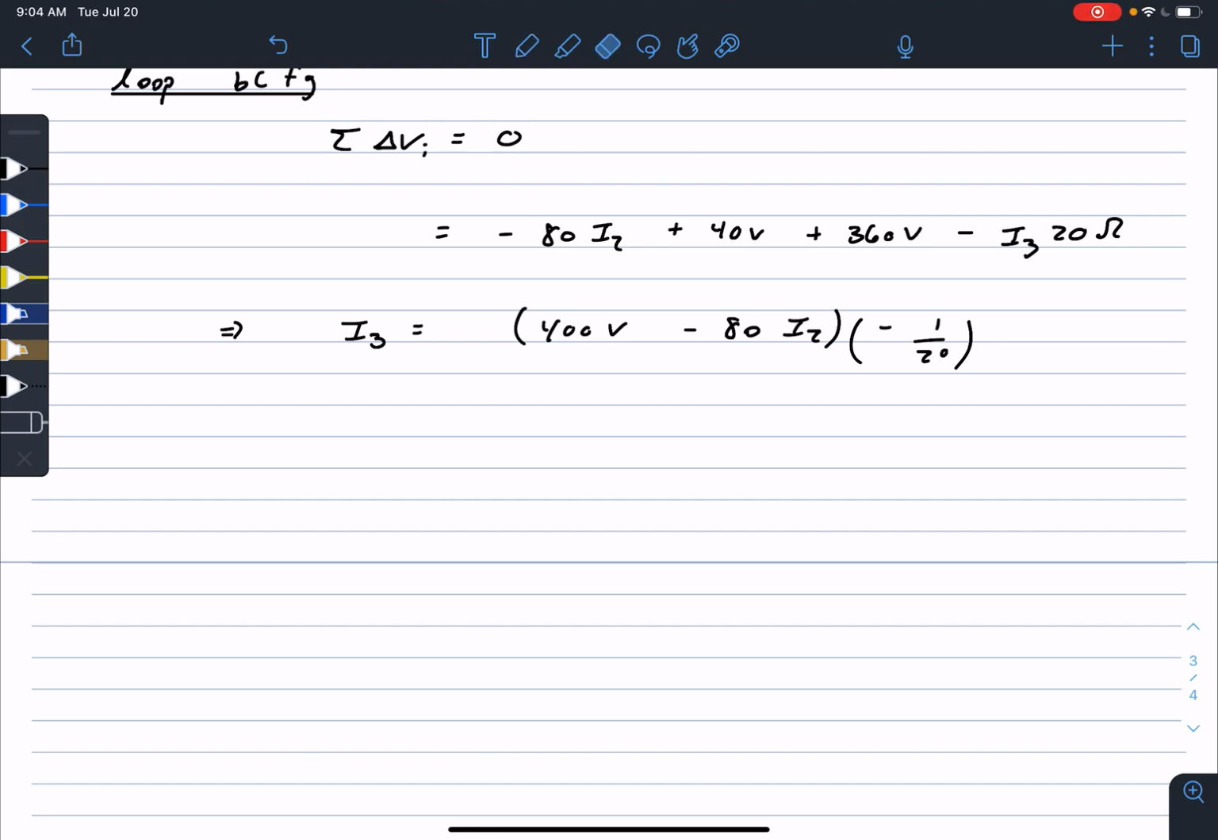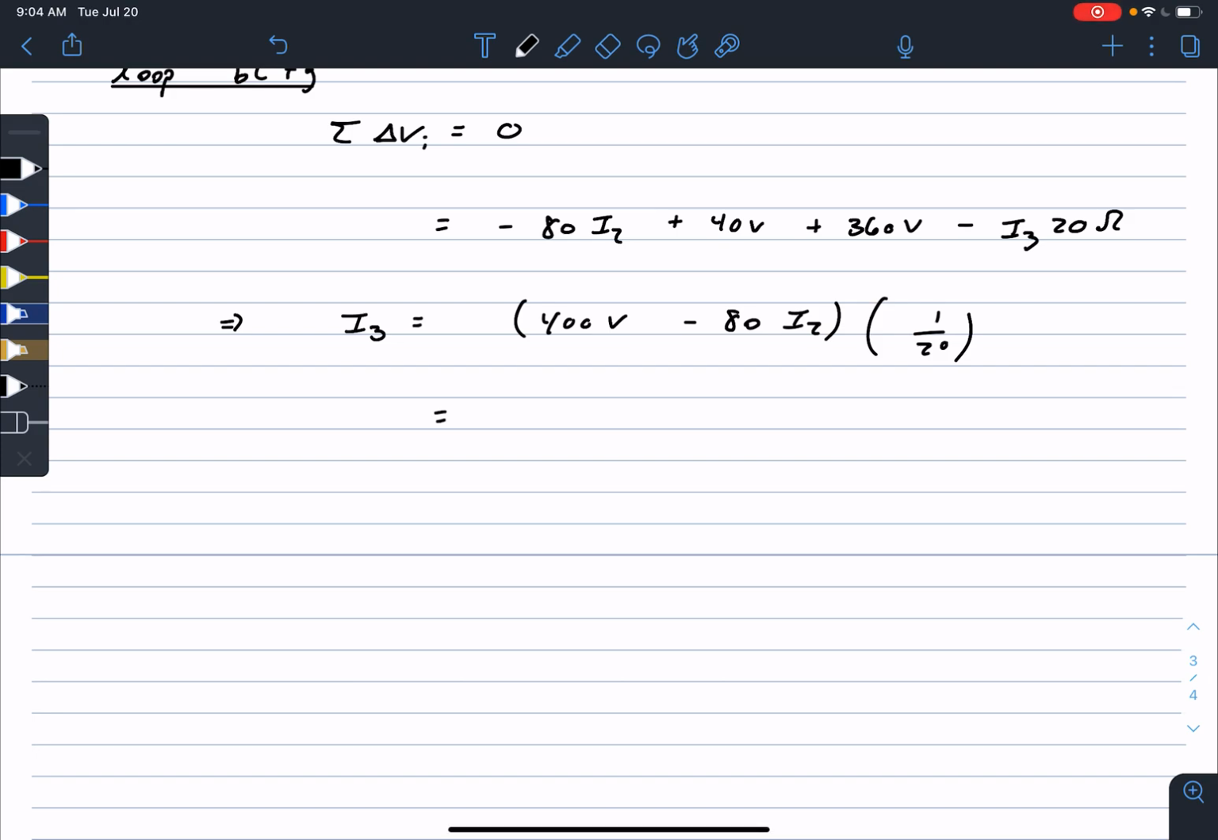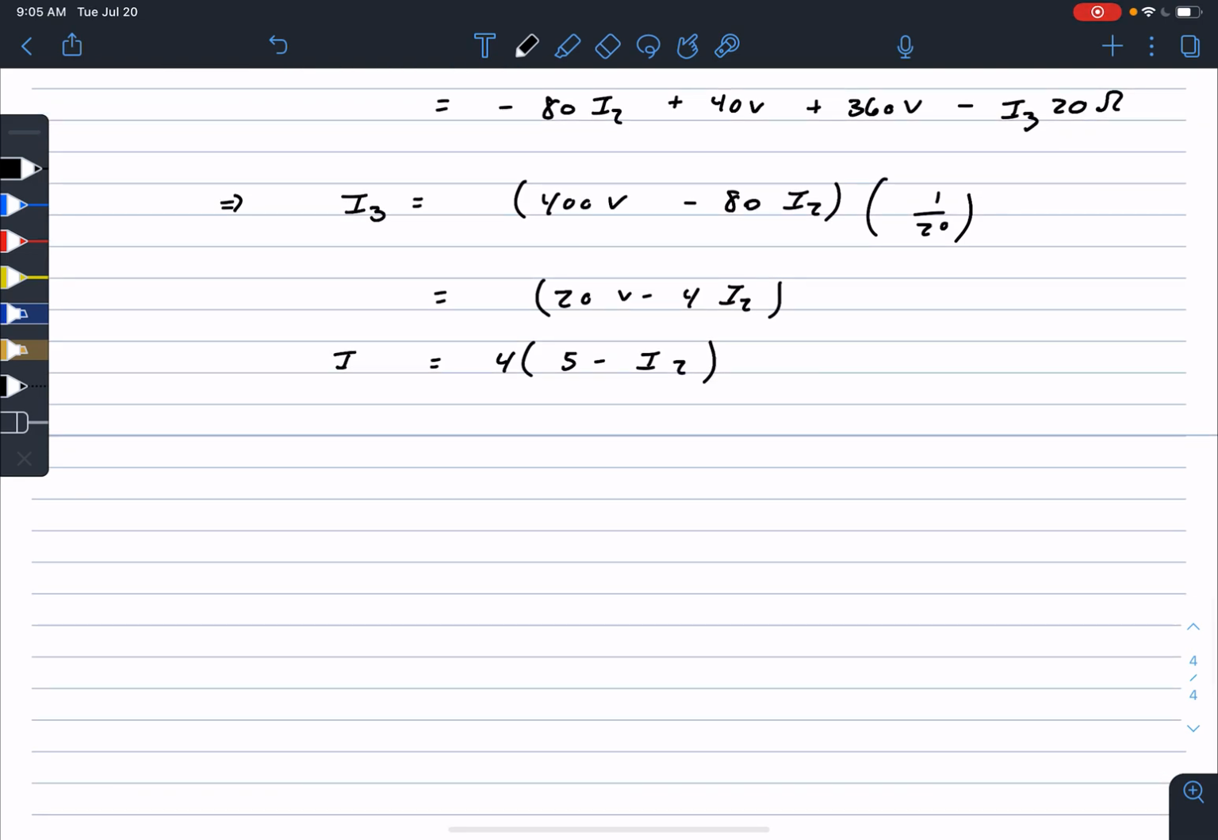Wait a minute. Oops, that doesn't go there. I already did that. Okay, so then that leaves us with, we can factor out 20, right? That leaves us with 20 volts minus 4I2. And that can be further factored if we want. I'm not sure if this is going to help us, but let's just write it out this way. Okay, so I3 is equal to that. That's our third equation, equation 3. And then we need one more.